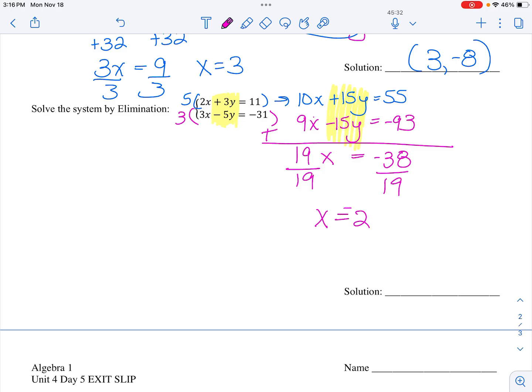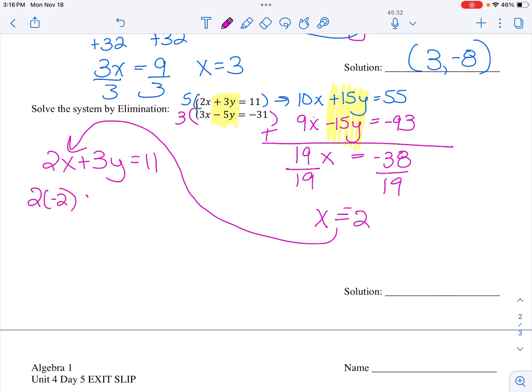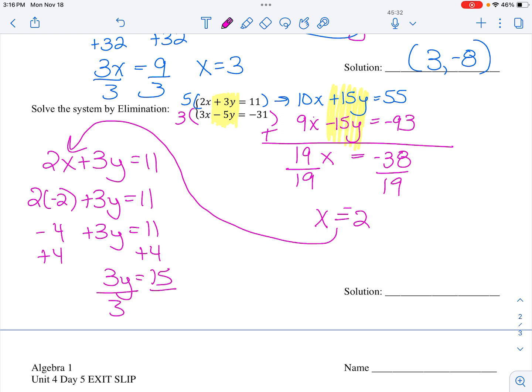Once I get my x, I can sub it in. I'm going to pick the top equation, less negatives again. I'm going to sub that in. 2 times -2 plus 3y equals 11. -4 plus 3y equals 11. Add 4, 3y equals 15. Divide by 3, y equals 5. So I'm getting -2, 5.